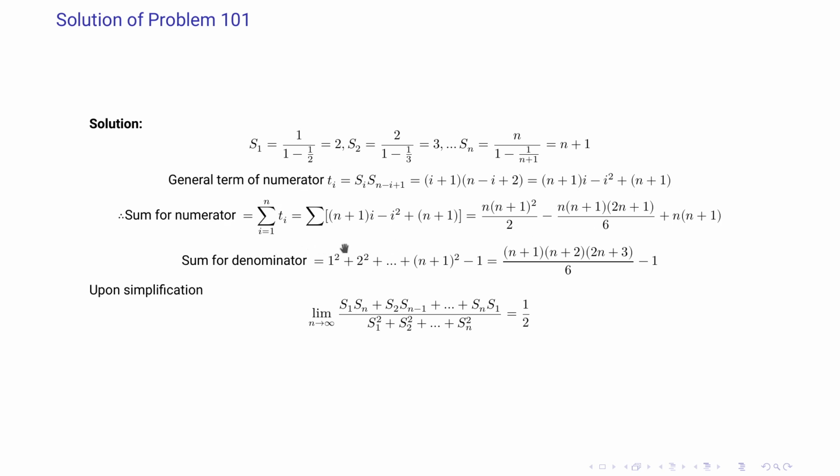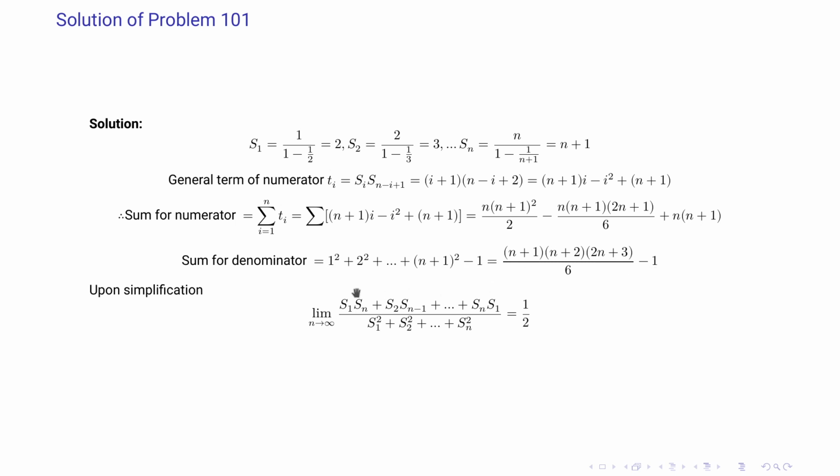And for the sum of the denominator, we add 1 square and minus 1 square to the series of 2 square plus up to (n plus 1) whole square. So it comes out as (n plus 1) into (n plus 2) into (2n plus 3) by 6, minus 1.